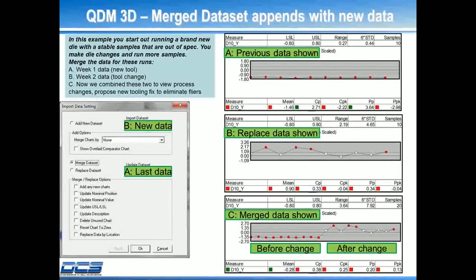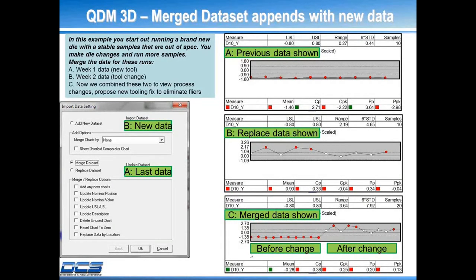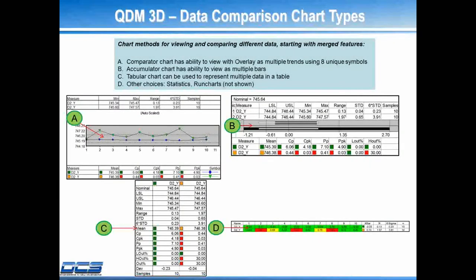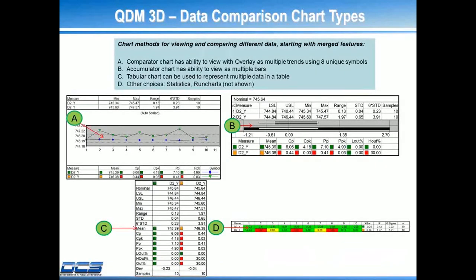Another use case would be to compare that information rather than seeing it all on one date line. So we wanted to go over four different types of data comparison charts. The comparator chart is very useful, allowing you to overlay multiple trends. We've got up to 8 unique symbols. Seen here, they're going to be in different shapes and different colors.